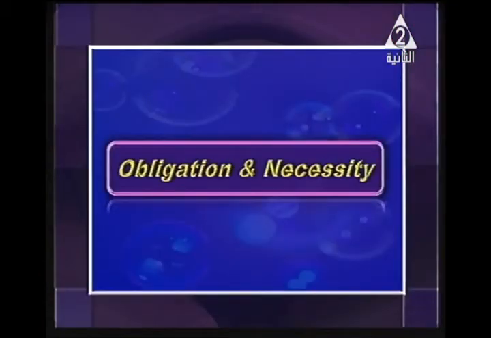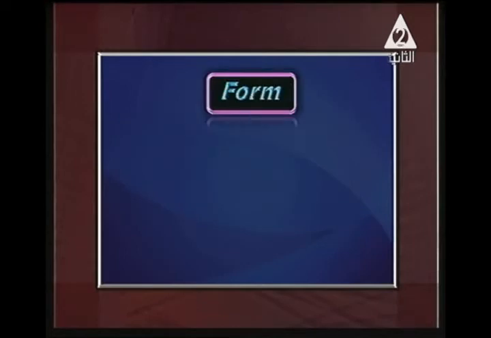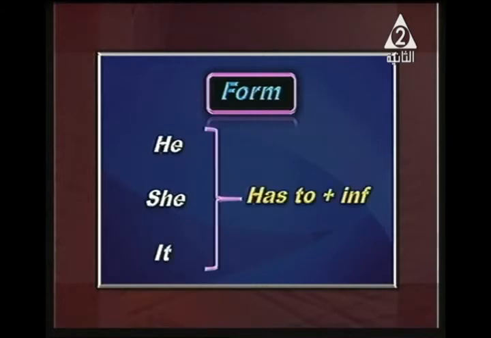Obligation and necessity. We use have to, has to talk about rules or things that are necessary. هقولها مرة تانية. We use have to, has to talk about rules or things that are necessary. Form. He, she, it. Has to plus infinitive.